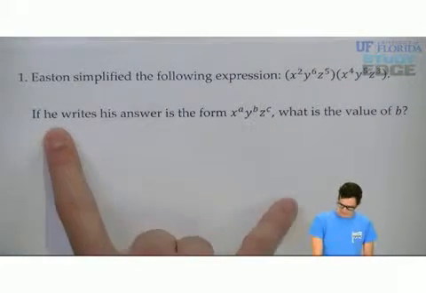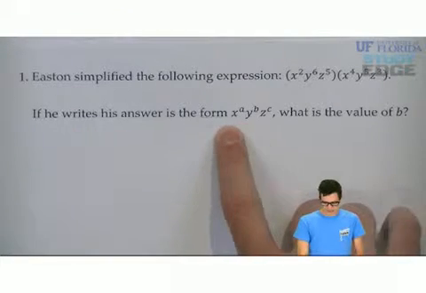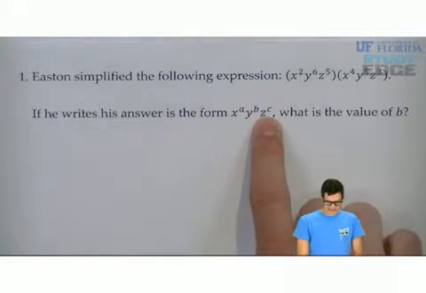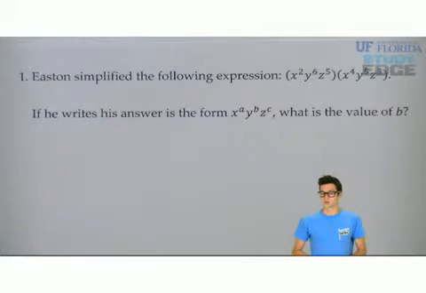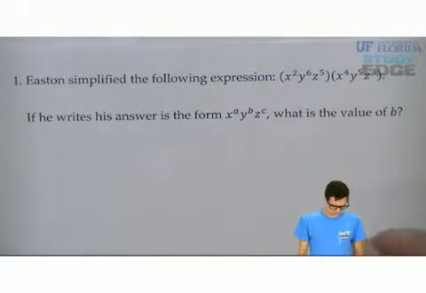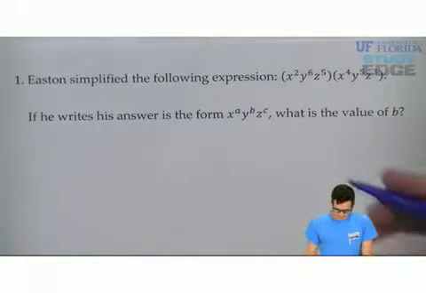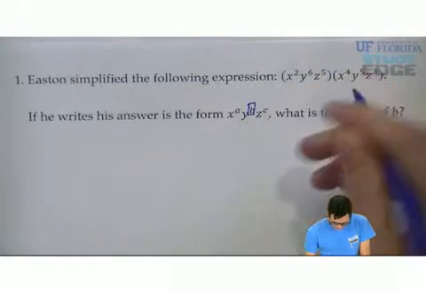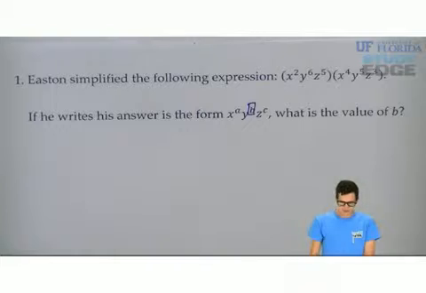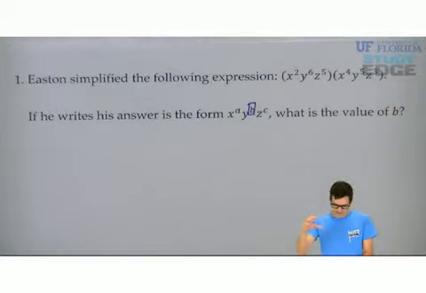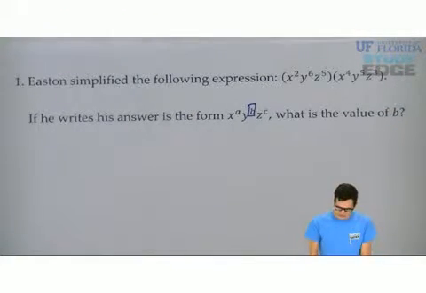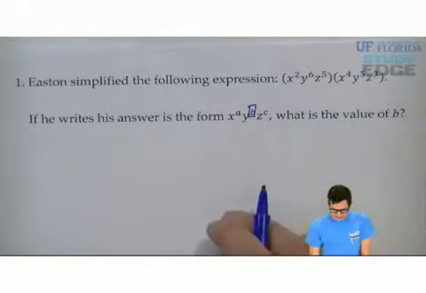Now, he asks, if he writes the answer in this form here, x to the a, y to the b, z to the c, okay, that's just what we needed here. It's just more letters, right? We're asked to find the value of b. So let's find b. Well, we see b is actually right up here. And the way that it's written, b is the exponent on y. See that? Up above y. All right, so we need the exponent on y. Well, clearly we need to simplify this expression.